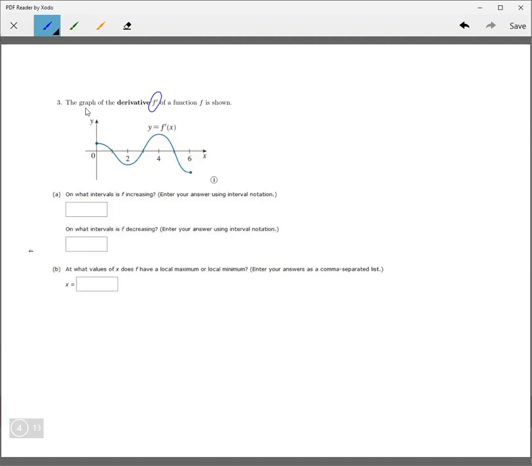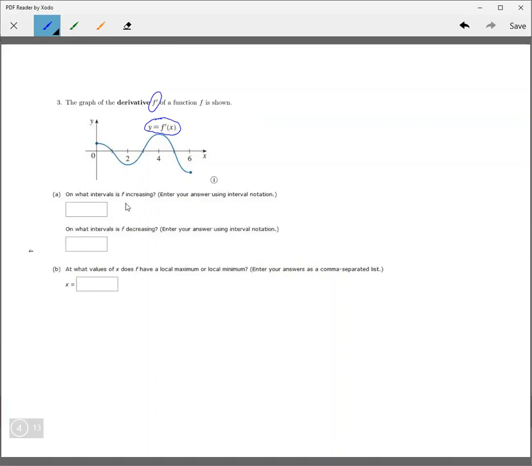Okay, number 3, the graph of the derivative. This is the graph of the derivative, not the original function, so you have to keep that in mind. Part A: on what intervals is f increasing?